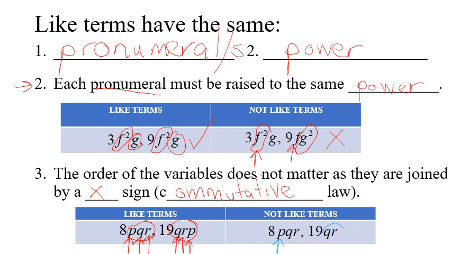but over here, no P. So we can have a QR. So we've got the QR in both of them, which is good. But as soon as you don't have the exact same combination of pronumerals, they are no longer like terms. So that's also very important. So we're looking for the same pronumerals. We're looking for the same power, but each pronumeral must be raised to the same power in each term. And also the order of the variables or the pronumerals, the order does not matter.